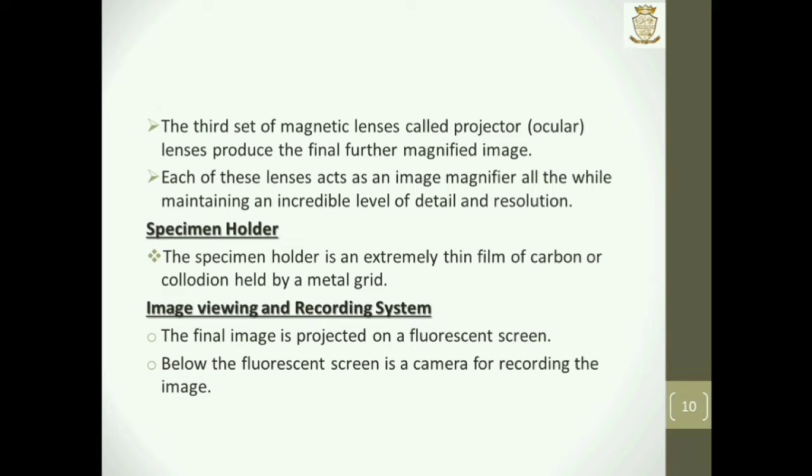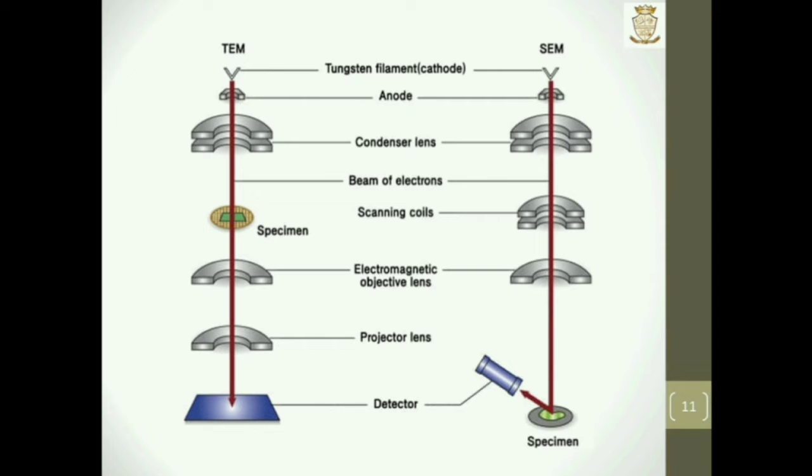Image viewing and recording system. The final image is projected on a fluorescent screen. Below the fluorescent screen is a camera for recording the image. This is an image of parts of electron microscope.